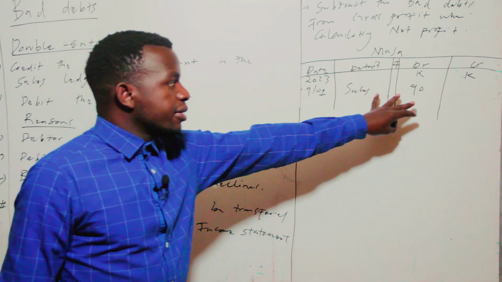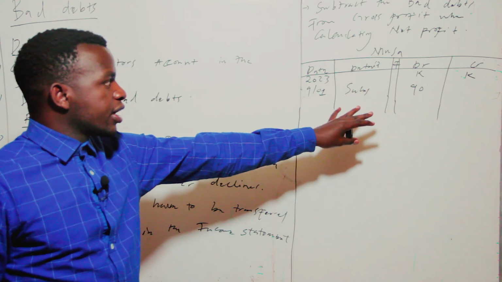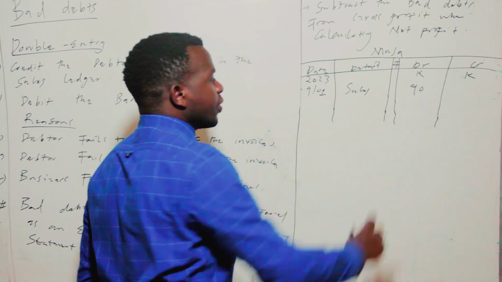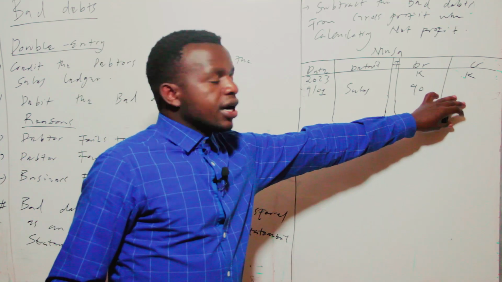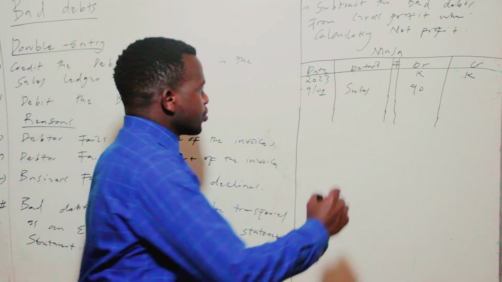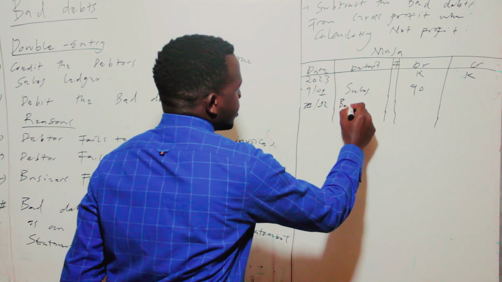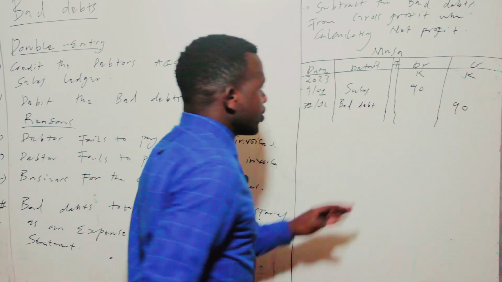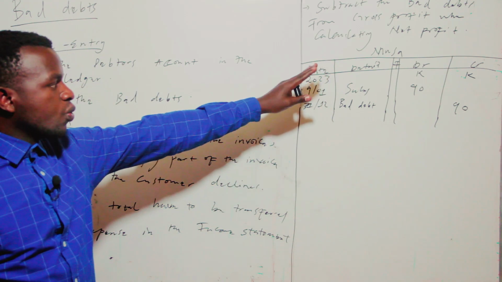And if we say that this amount is determined to be bad debts at the end of the accounting period, it means we are supposed to remove this 90 kwacha. How are we going to remove it? We are going to credit the account for Musa and debit the bad debts account. So here we say on the 31st of December, bad debts amounting to 90, which means we have cancelled out that figure and that account won't exist.